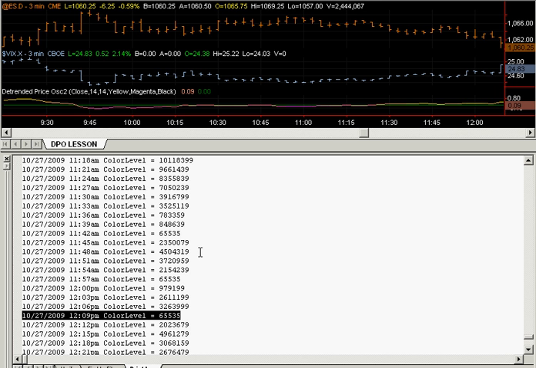Now look very closely. From 11:48 to 11:51, we can see that once again there is a drop. We're dropping from 4 million, 4.5 million, to 3.7 million. What's happening? The DPO is going up. The Spoos are going down.